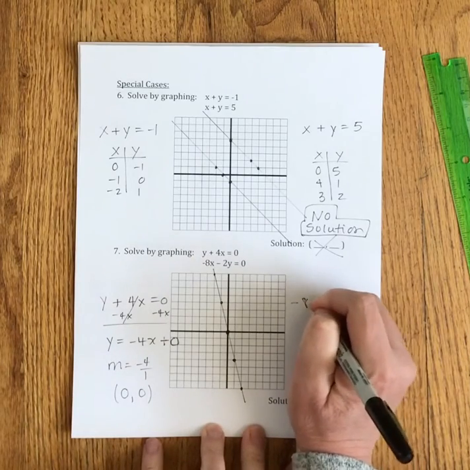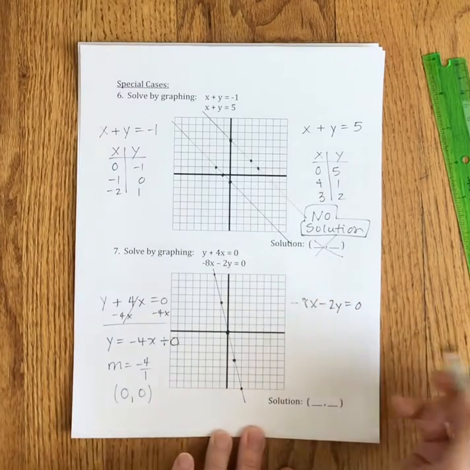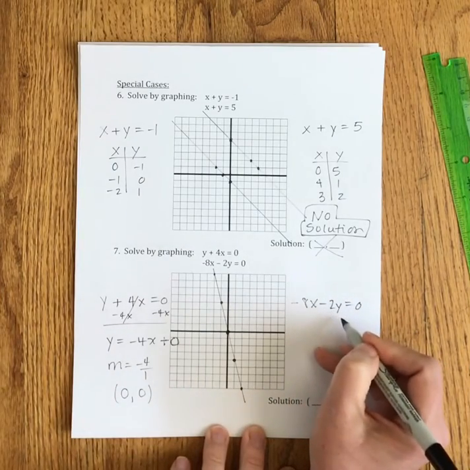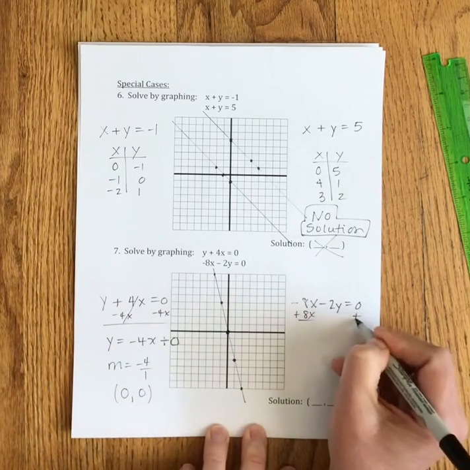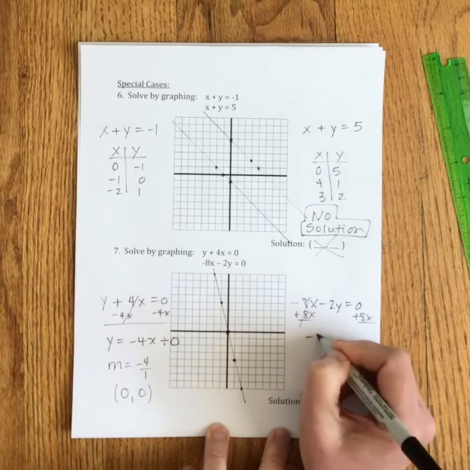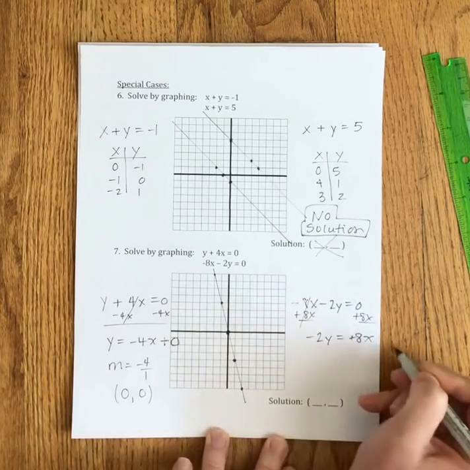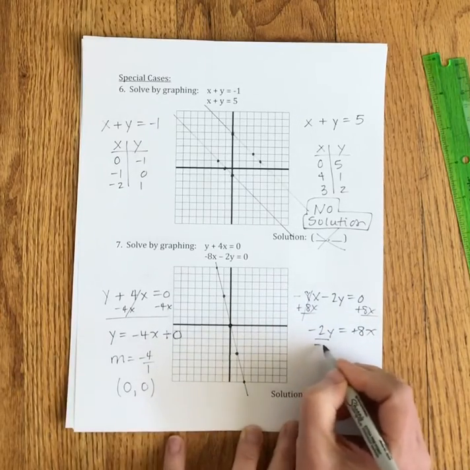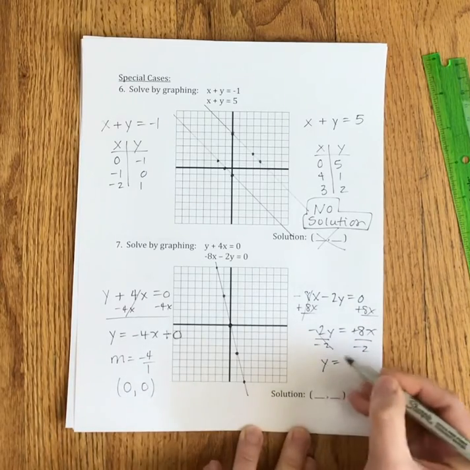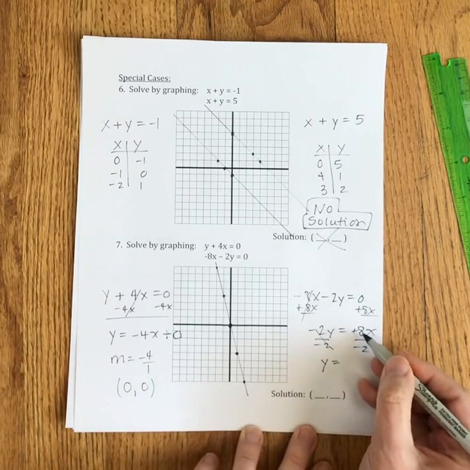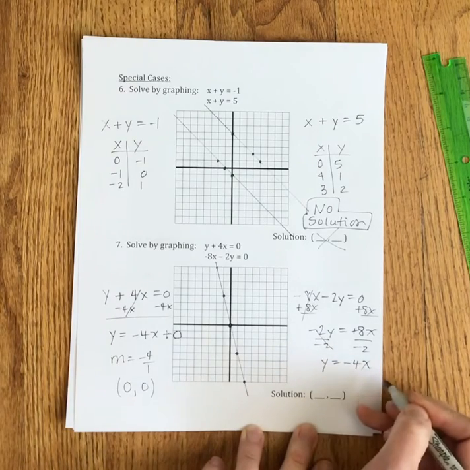The second equation, negative 8x minus 2y equals 0, is also one where we might want to solve for y and put it into slope-intercept form. So let me add 8x to both sides to get started. Negative 2y equals 8x. Oops, positive. And then to get the y all by itself, divide both sides by negative 2. So drop down the y, drop down the equals. Positive 8 divided by negative 2 makes negative 4. And drop down the x.